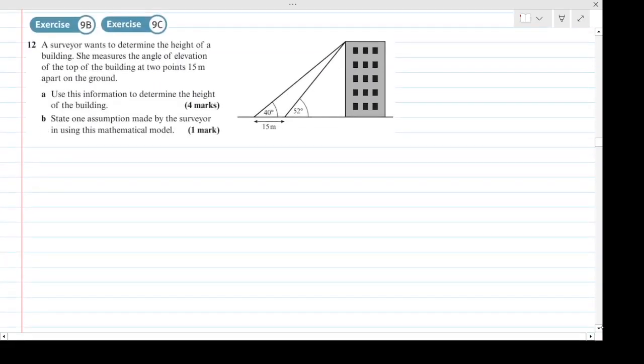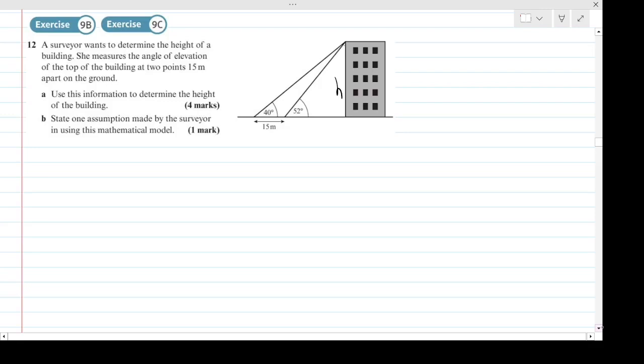A surveyor wants to determine the height of a building. She measures the angle of elevation of the top of the building at 2 points 15 metres apart off the ground. Use this information to determine the height of the building. So again, the building, the height of it is that distance there. So if I call that, say, H there, I want to find this H.